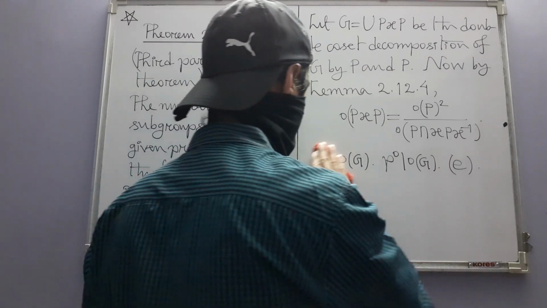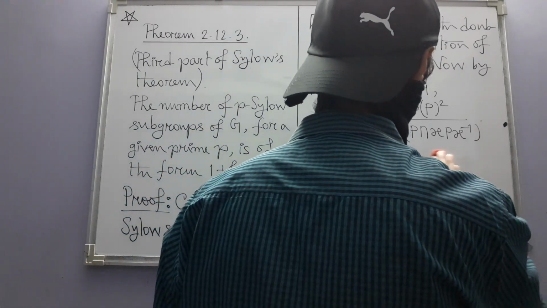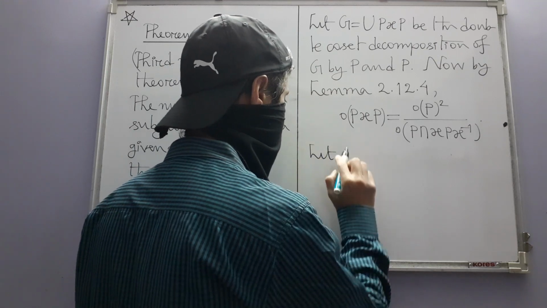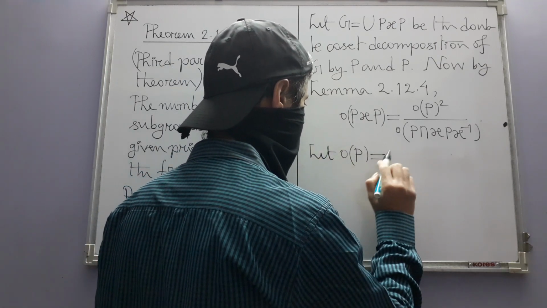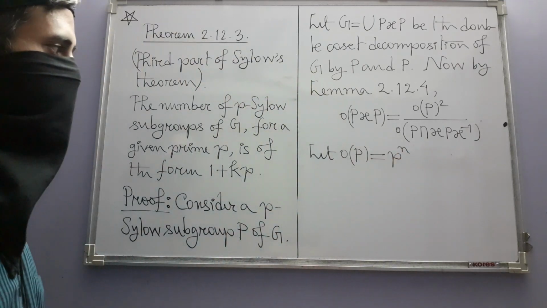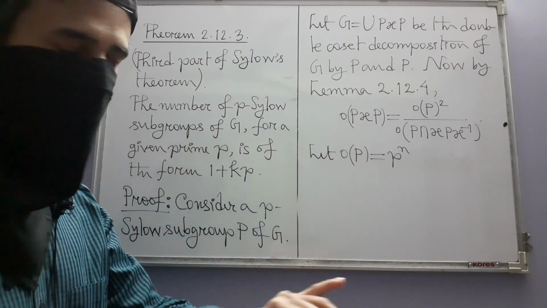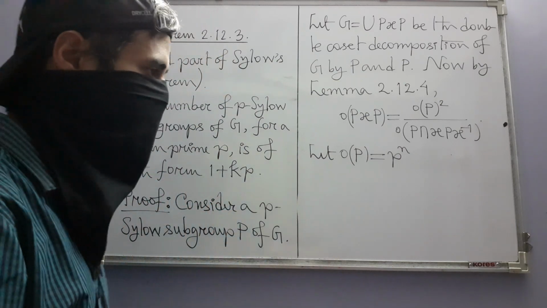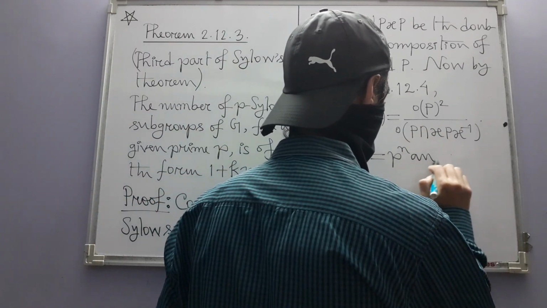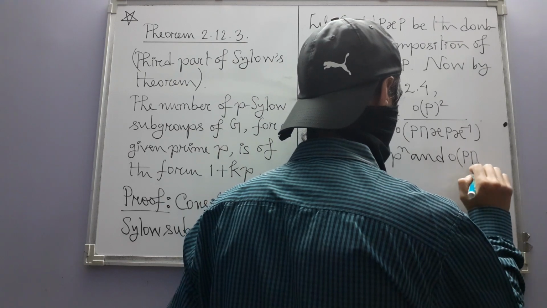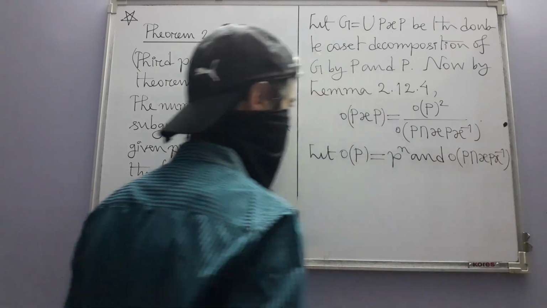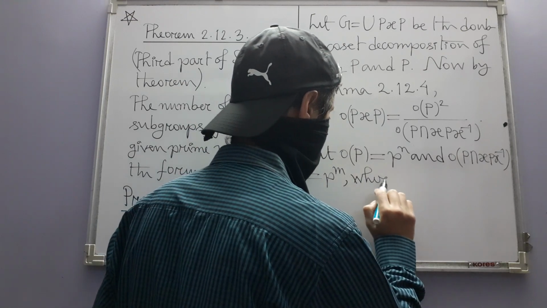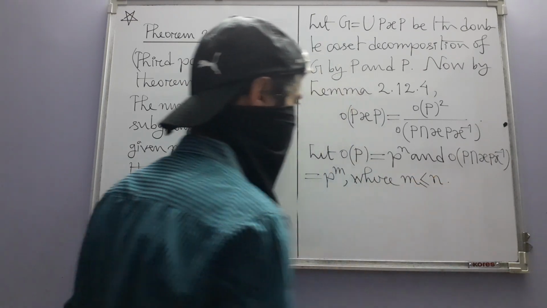Now we are going to write numbers here in place of this expression. Let the order of P be p to the power n. Keep in mind that since P is a p-Sylow subgroup of G, p to the power n should be the largest power of p to divide the order of G. Okay, so that is understood. And let the order of this intersection be p to the power m, where m is at most n.